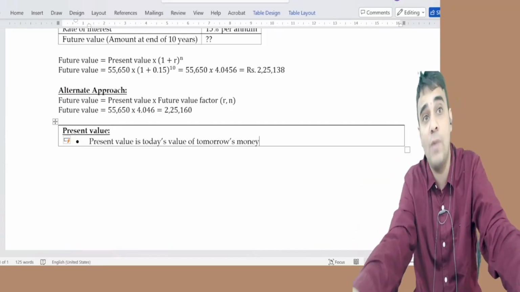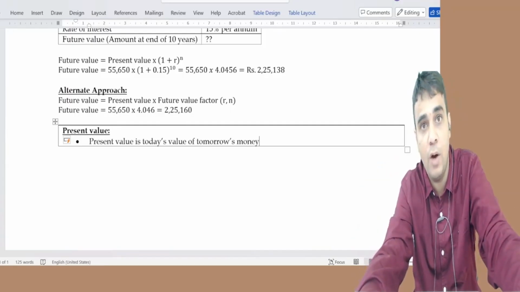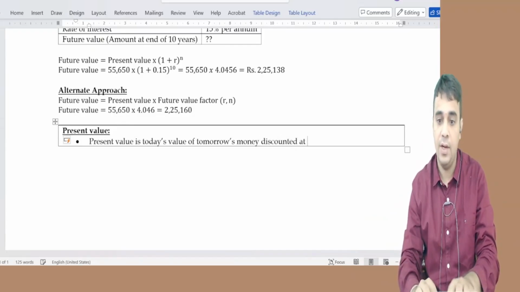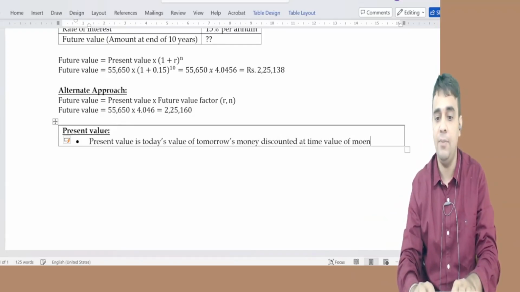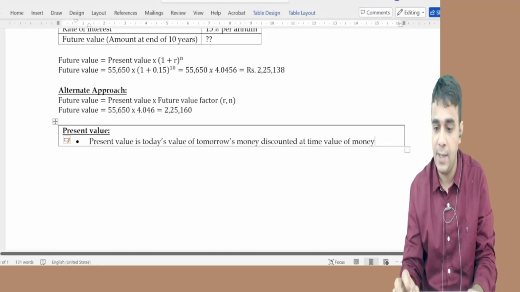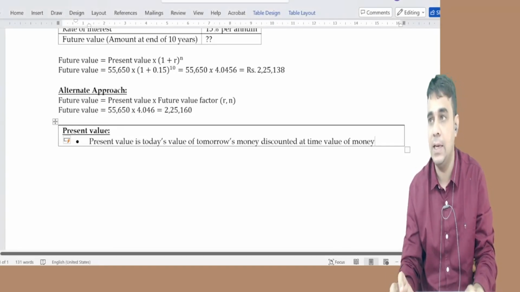That was tomorrow's value of today's money. This is today's value of tomorrow's money, discounted at the time value of money. Discounted at the time value of money means discounted at some interest rate.